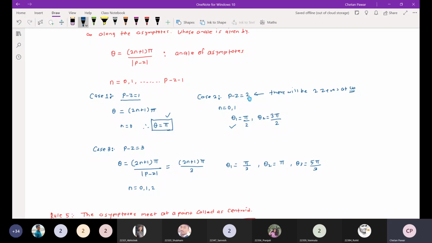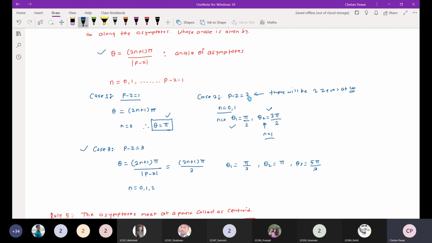Another asymptote will be having the angle 3 pi by 2. And n will vary from 0 to 1. So for theta 1, n will be equal to 0, and for theta 2, n will be equal to 1. We have just used this formula.